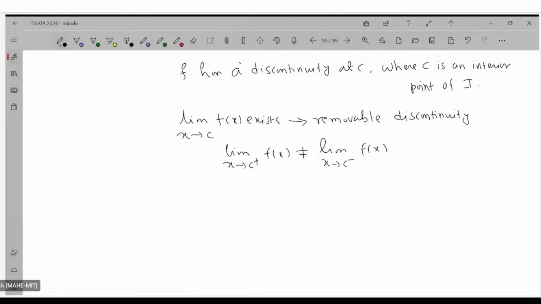So under this case, if there exists a neighborhood where f is bounded, so if f is bounded in some deleted neighborhood, what type of discontinuity do we have? We have oscillatory discontinuity. Okay, I forgot that part, but both exist finitely.